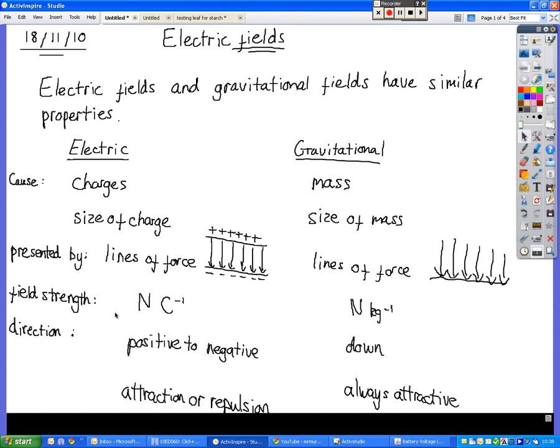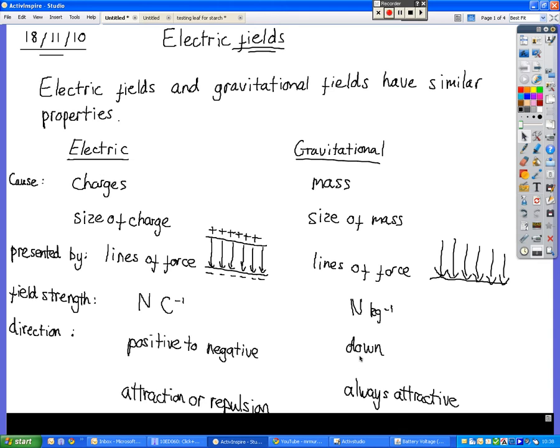So electric field strength is in newtons per coulomb, so there's a certain amount of force per coulomb of charge. For gravitational field strength, there's a certain amount of force per kilogram of mass. The direction of an electric field is acting from positive to negative, because if we look back at our electric field lines, negative charges pull in and positive charges push out, just like the Van de Graaff did yesterday.